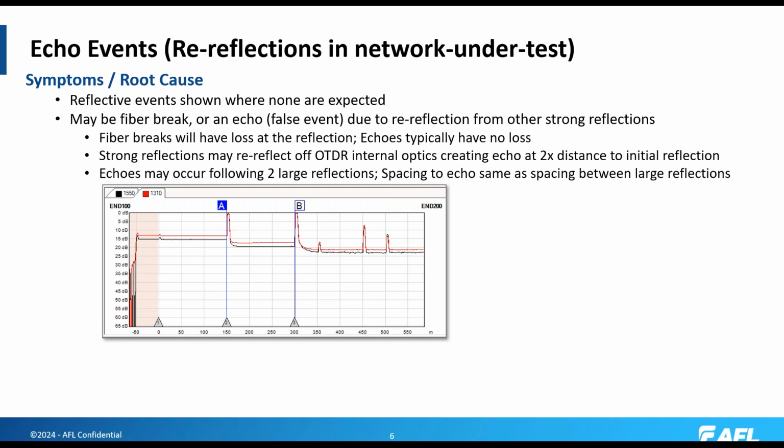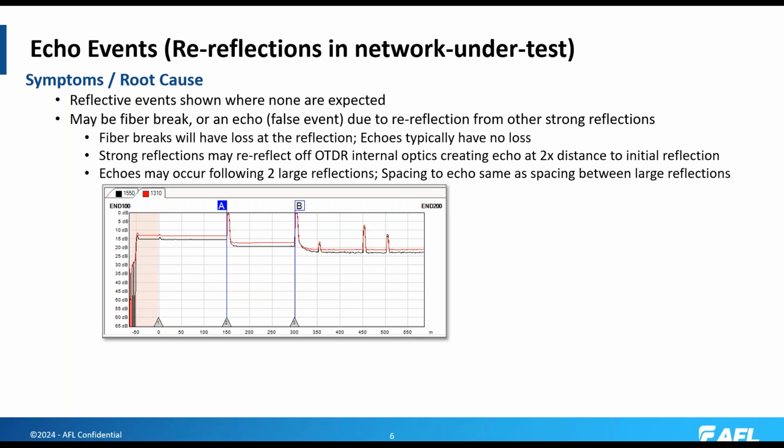And then beyond cursor B, you'll see reflective spikes. These are echo events due to re-reflections, where either you have the second reflection at cursor B being re-reflected off the reflection at cursor A and generating a secondary echo at twice the distance from A to B, or I'd say the same distance from A to B, that much later than B.